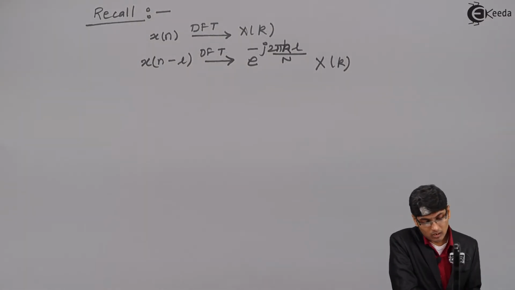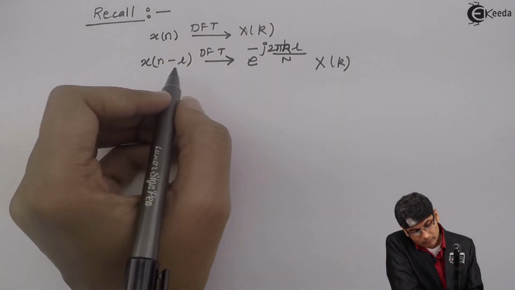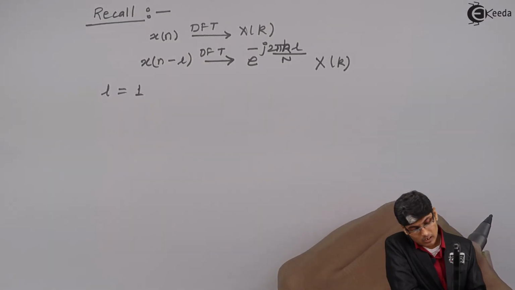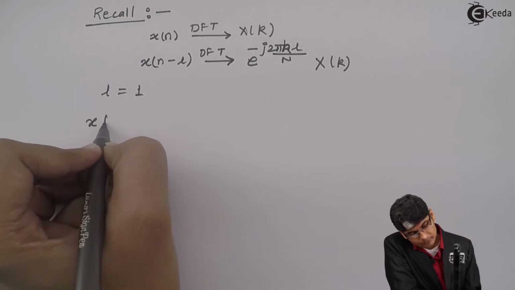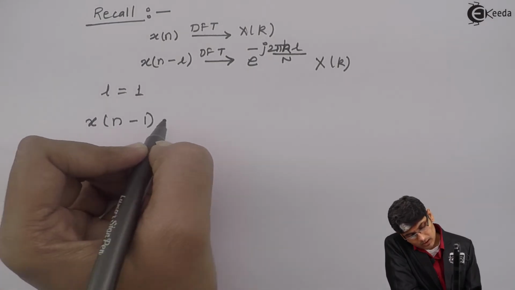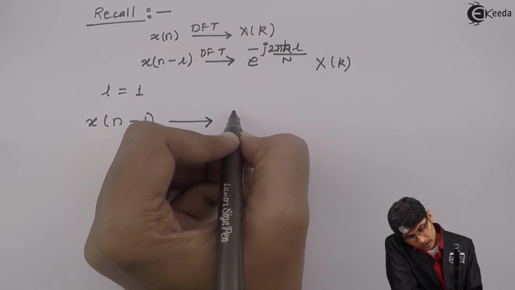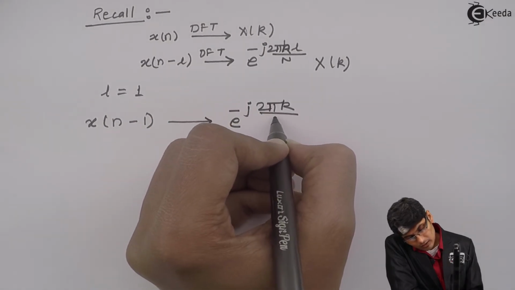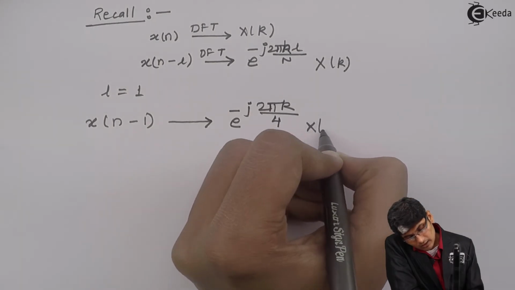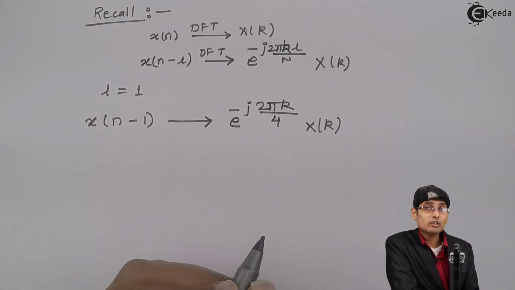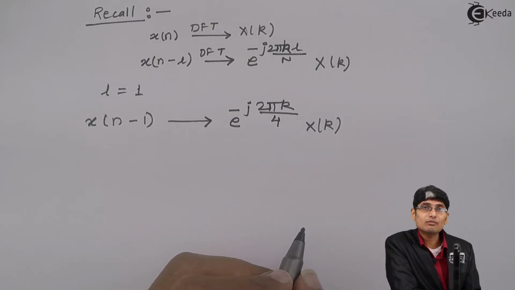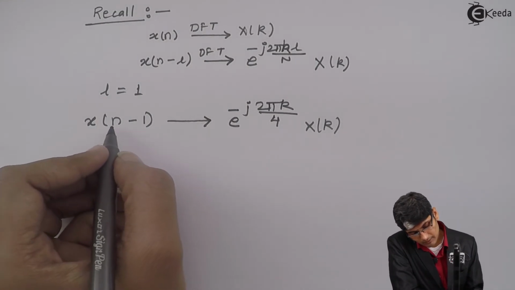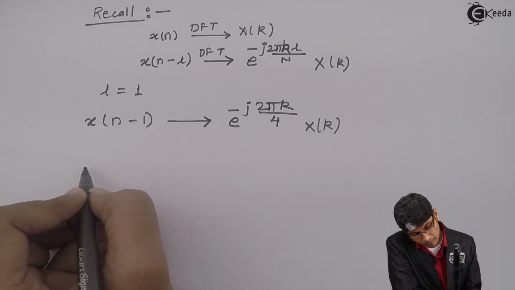Okay. So, I will do that. We have shifted, now here L is equal to 1 for our problem. Therefore, the DFT of x of n minus 1 will be equal to e raised to minus j 2 pi k by, now here for our case N is 4, times x of k. Do we know x of k? Yes, we know x of k from the first given section, and then we can apply this directly to the given problem.